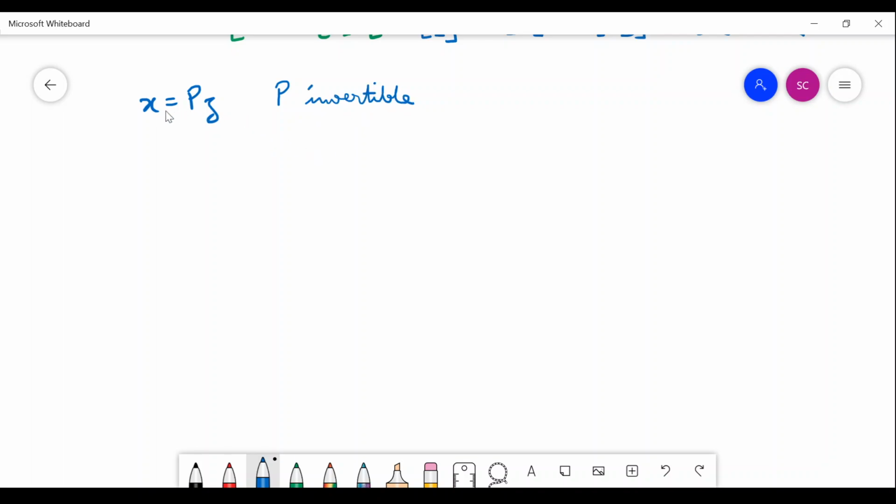If p is not invertible, the one-to-one relationship will not hold. However, if p is not invertible, then you can start from any z and go to x. That is possible. But from the same x, you will not be able to go back to z, because z will be equal to p inverse x, and if p is not invertible, this will not exist. So your operation will not be both ways. So for both-way operation, your p needs to be invertible.